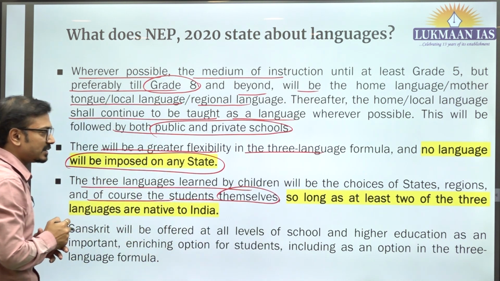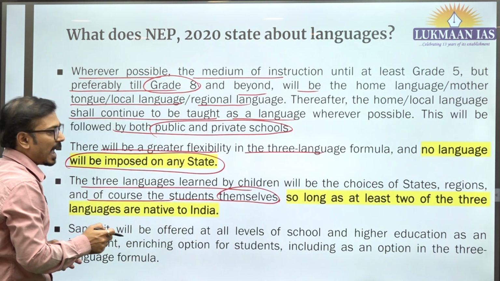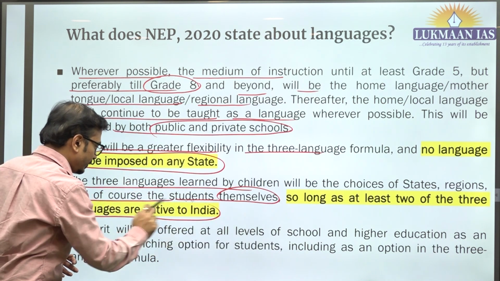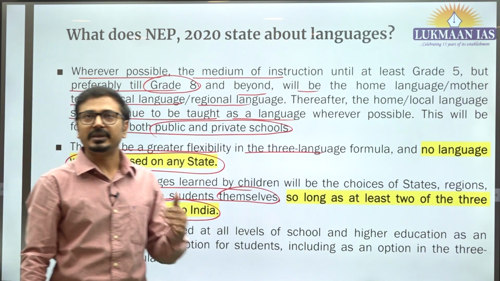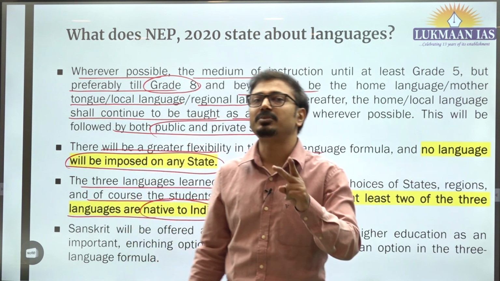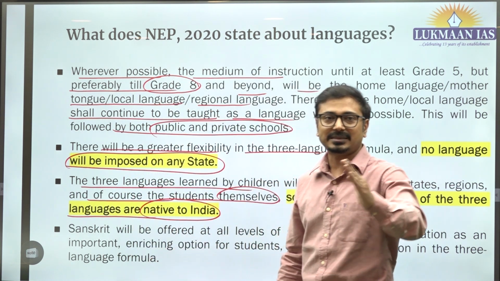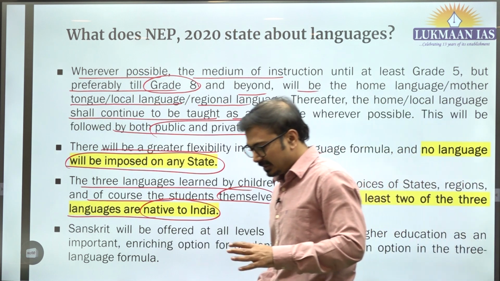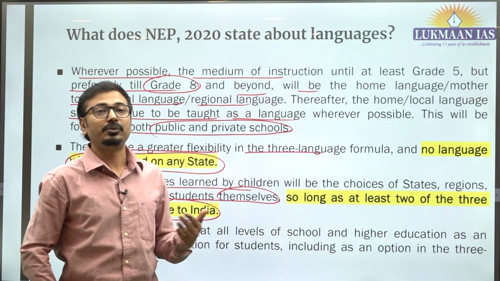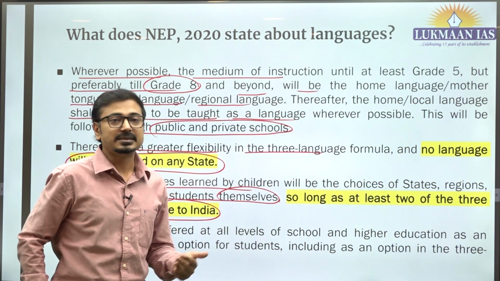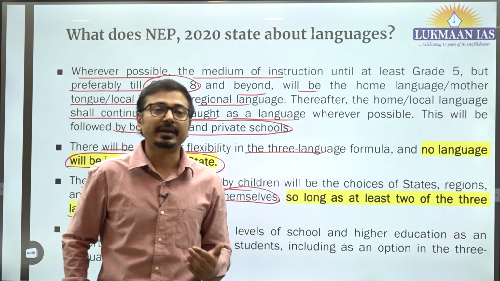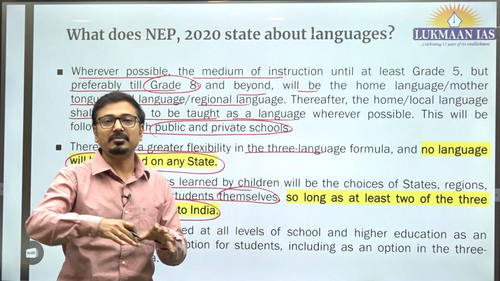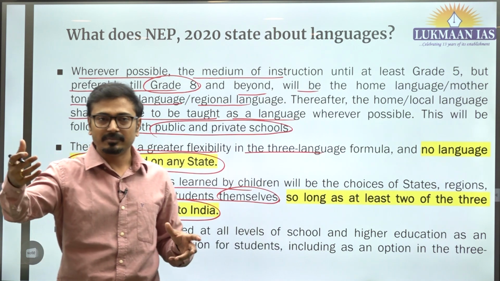So long as at least two of them are native to India. That means out of these three languages, two must be native to India. So it should be except English. Or we can say that if we are choosing English, then the other two are supposed to be native to India. It can be Hindi and Sanskrit, it can be Marathi and Hindi, it can be Tamil and Hindi, or it can be Tamil and Telugu also, or Tamil and Malayalam, Tamil and Kannada. Right.